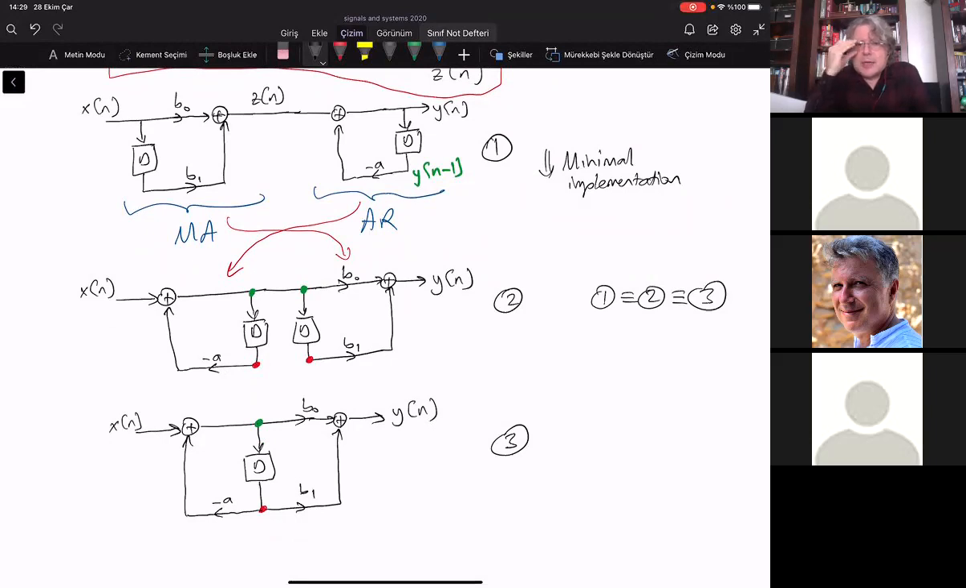The reason that we are doing it this way is to make two delay paths, like neighbors, come side by side so that I can join them. And instead of two separate delays, I will use only one single delay. This is the minimal implementation. 3 is the minimal implementation. Why is it minimal? Because it uses the least number of delay elements, with which we measure the complexity of the implementation. There's a question.